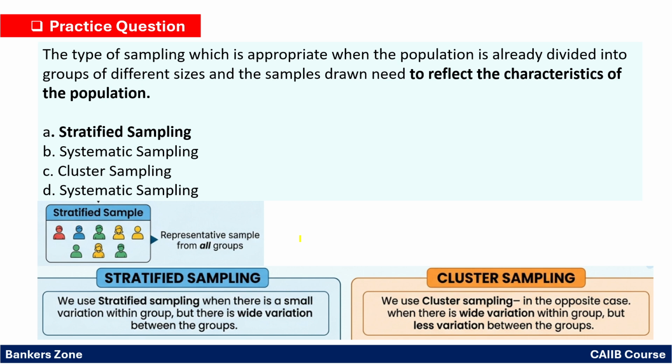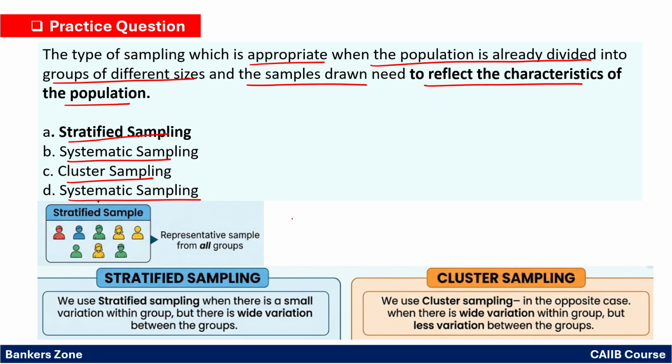Okay, now see how a question can be asked. A type of sampling which is appropriate when the population is already divided into groups of different sizes and samples drawn need to reflect the characteristics of the population. It is stratified sampling, systematic sampling, cluster sampling or systematic sampling. See, when we want the exact replica of the population in the sample, we have to follow stratified sampling, right? Option number first is correct.